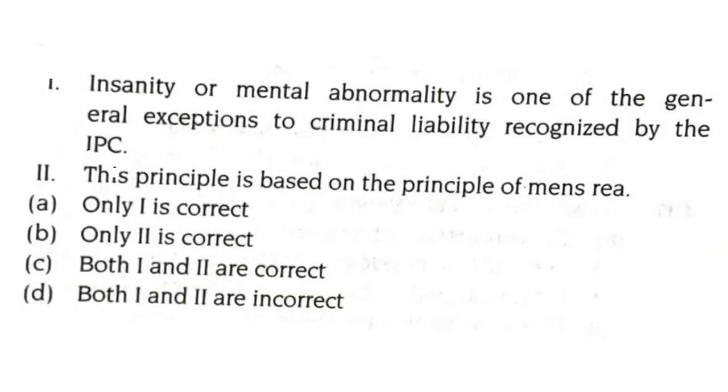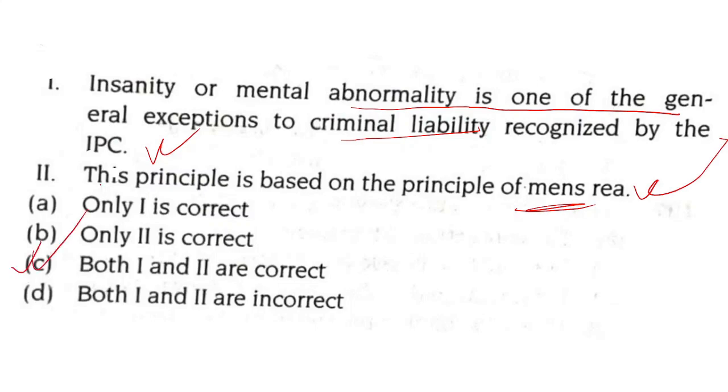Insanity or mental abnormality is one of the general exceptions to criminal liability recognized by the IPC. The principle is based on the principle of mens rea. Only one is correct, only two is correct, both 1 and 2 are correct, both 1 and 2 are incorrect. Insanity or mental abnormality is one of the general exceptions to criminal liability. It is correct. This principle is based on the principle of mens rea. This is also correct. Both 1 and 2 are correct.